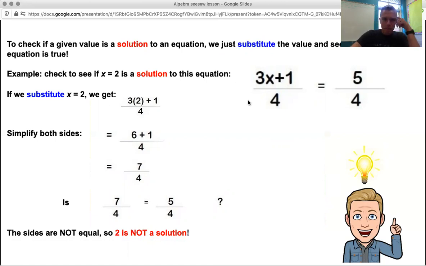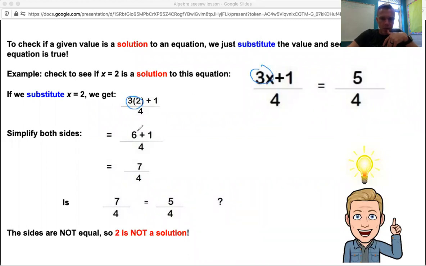So check this out. We have this equation here, (3x + 1)/4 = 5/4. And we want to test to see if 2 is a solution to that. So we're going to substitute. What we'll do is we're going to substitute in 2 for x. Get my annotating pen here. Here we go. So what we're going to do is substitute in the 2 there.